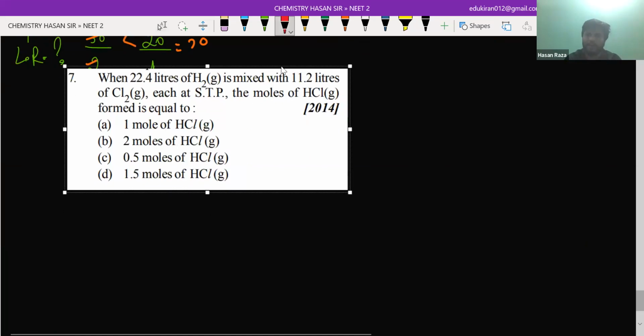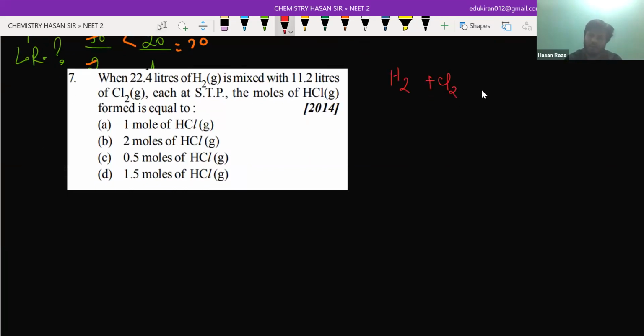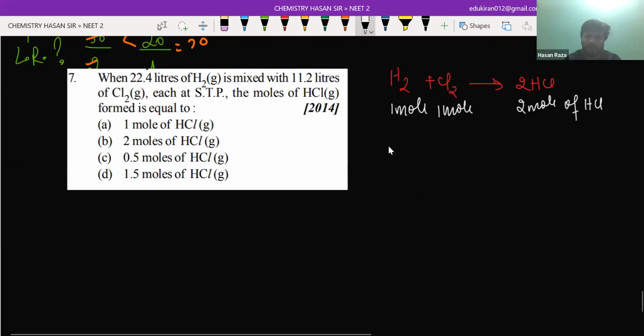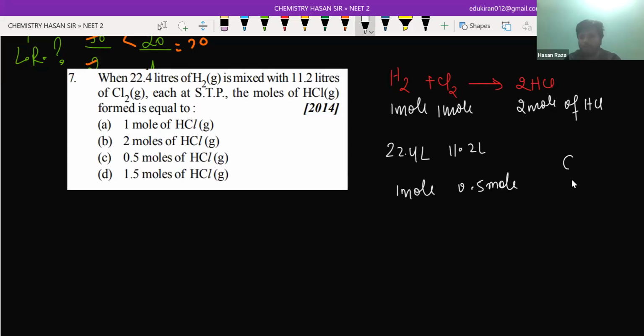Now you just need to write the reaction first. So H2 reacts with Cl2 to give you 2HCl. Now you can see 1 mole of this reacts, this is the general equation, to give you 2 moles of HCl. Now what we have actually is very simple. This is your 22.4 liter. This is your 11.2 liter. So I'm going to write directly: this is your 1 mole and this is your 0.5 mole. And you need to calculate what will be the number of moles of HCl.